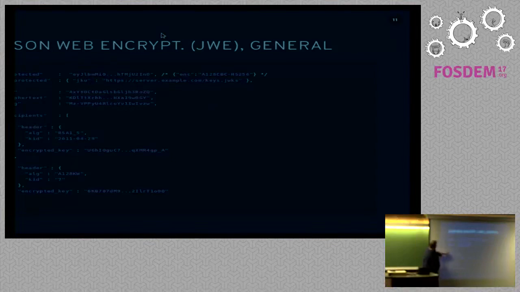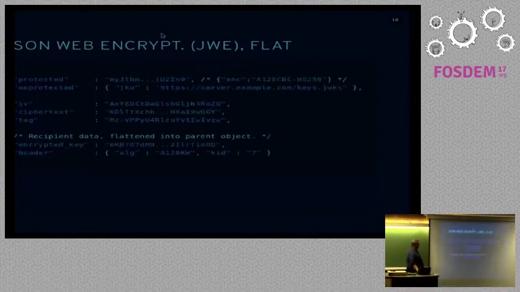So, we also have a per recipient header, but this is not a protected header. Unlike up here, if you change the contents of this protected header, then decryption will fail. On the other hand, if you change the contents of this per recipient header, it will not fail. So it is not a protected header. Similar to the signing object, we also have a flattened form of this.